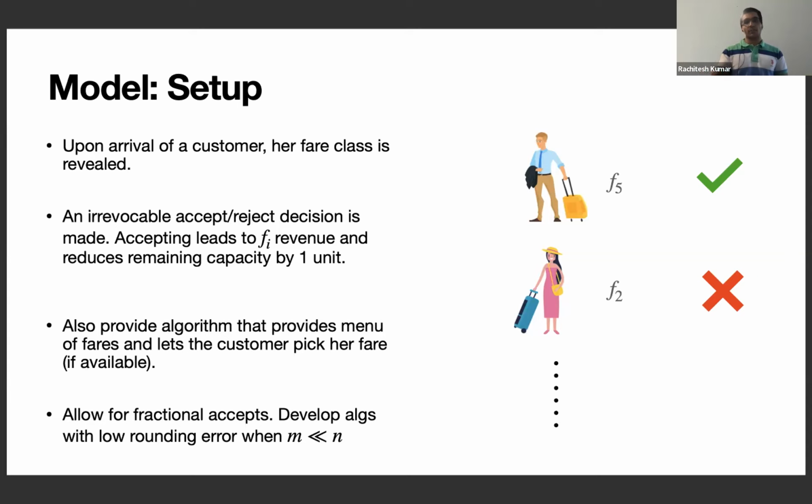This will not require information about the customer's fare class before making the accept/reject decision. Finally, we allow for fractional accepts. All the algorithms we'll develop will have low rounding error whenever the number of fare classes M is much smaller than the total capacity of the plane N. There's also previous work that looks at rounding fractional solutions into integral ones.